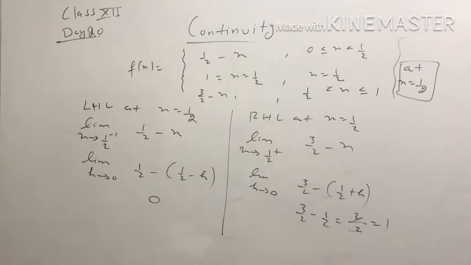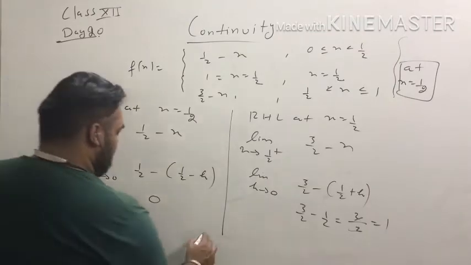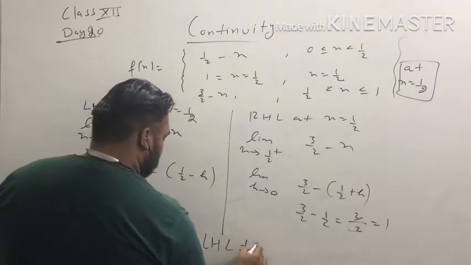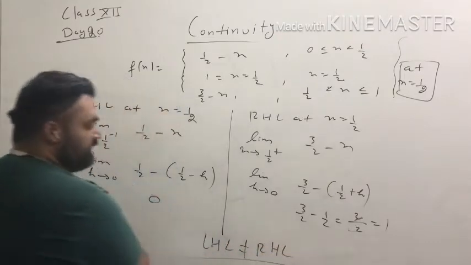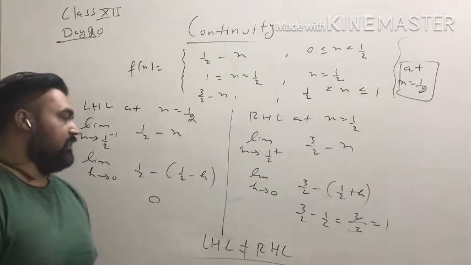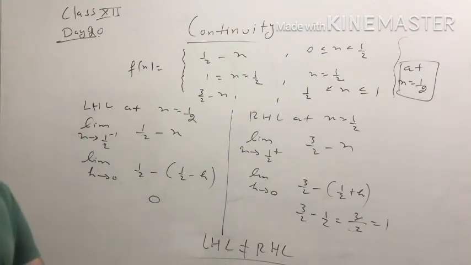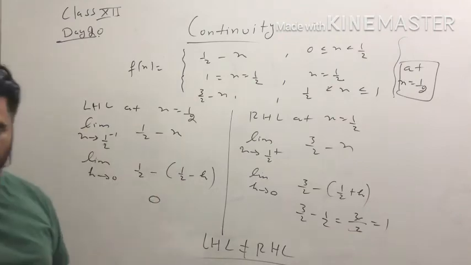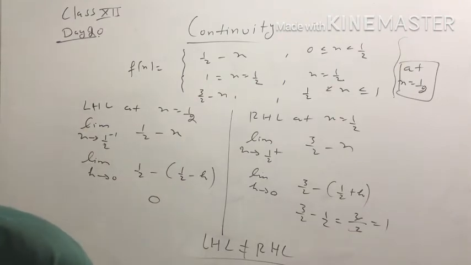I think there is some problem. No, it's fine. So left hand limit is not equal to right hand limit. If the left hand limit is not equal to the right hand limit, it means the function is not continuous at x equals to half. So this is the third question related to this concept.